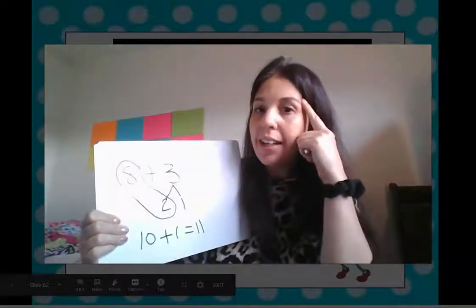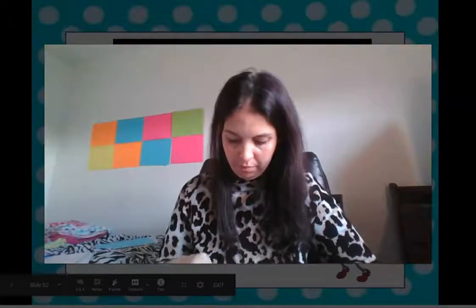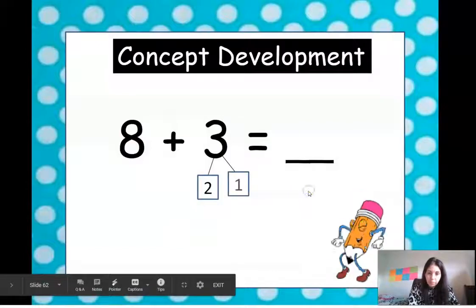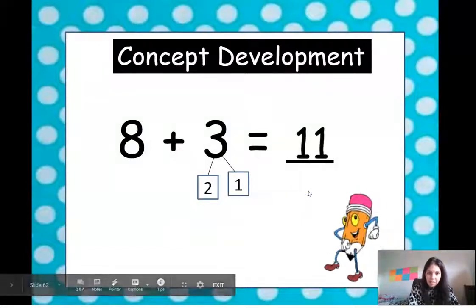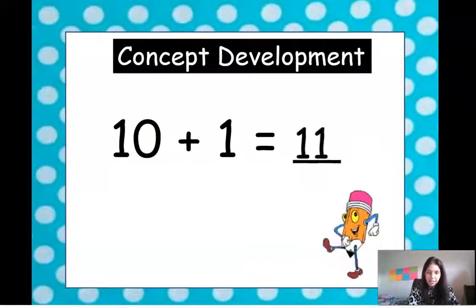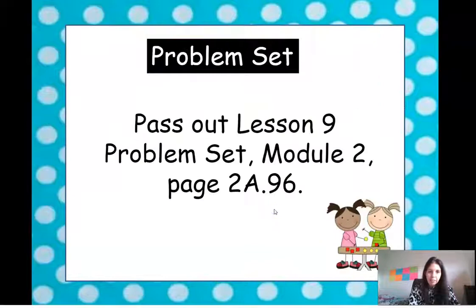Nice job. 11. And we could count up. Say 8 in your head and count 3 more. 8, 9, 10, 11. Nice job. Making a 10 is a better strategy. And they did the same as we did. 8 plus 3 equals 11. 10 plus 1 equals 11. These two equations are the same.